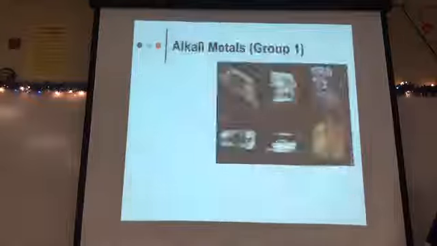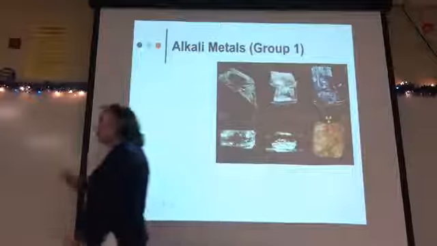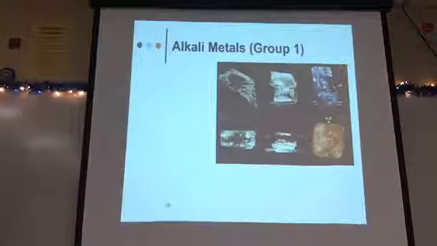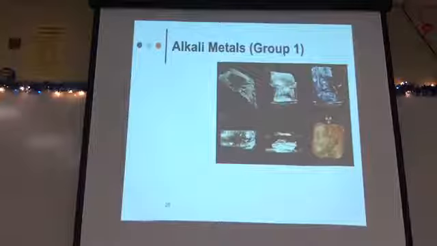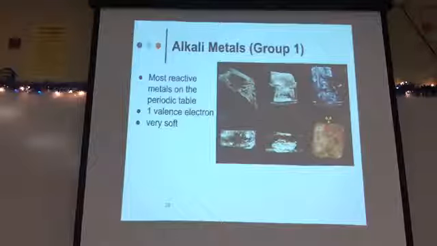Okay? So the first group is the alkali metals, group 1. Alkali metals are the most reactive group of metals on the periodic table. These metals are so reactive, we have to keep them under oil because they will react with the air itself. So all these metals must be kept under oil. Francium down here is the most reactive. They all have one valence electron, so they all have one electron in their outermost shell. That's why they are so reactive.